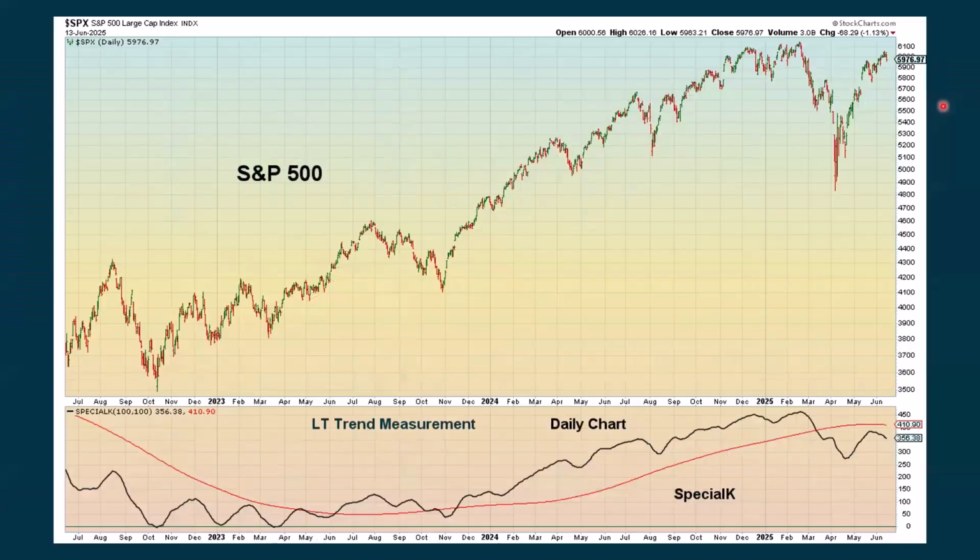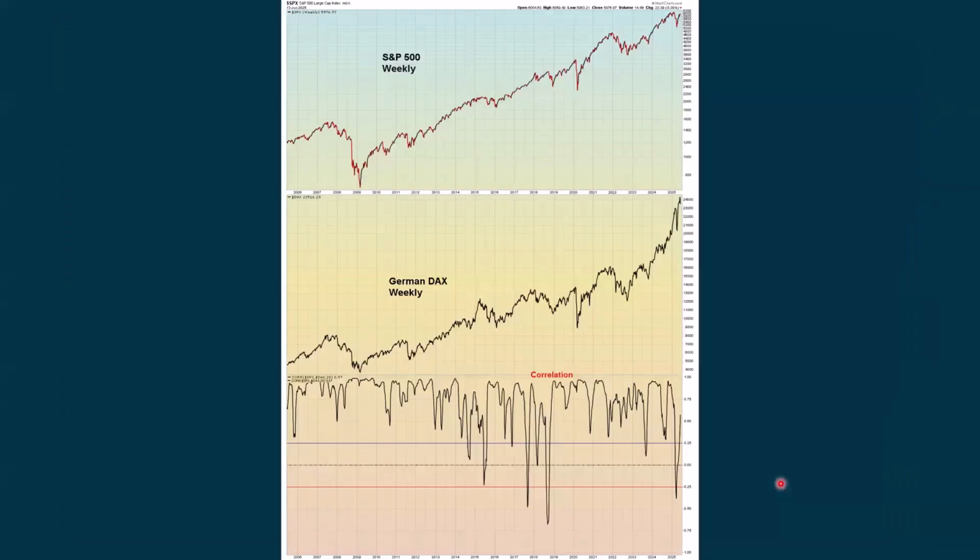Then I talk about this in the daily videos. This is a long-term trend measurement. This is called the special K, like the cereal. Now we're still positive on the weekly chart, and we were really improving here on the daily chart, but then we're starting to roll over again, and we're getting a little further away from the red line. When we cross above the red line, that's when we turn over to positive. And I don't show this chart because we don't get very many signals with this particular chart. So I just keep an eye on it and then show it in this video.